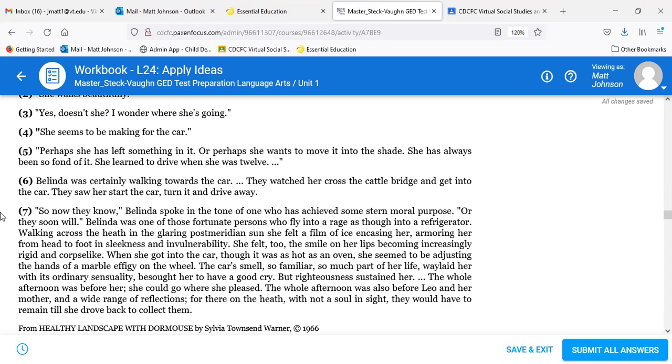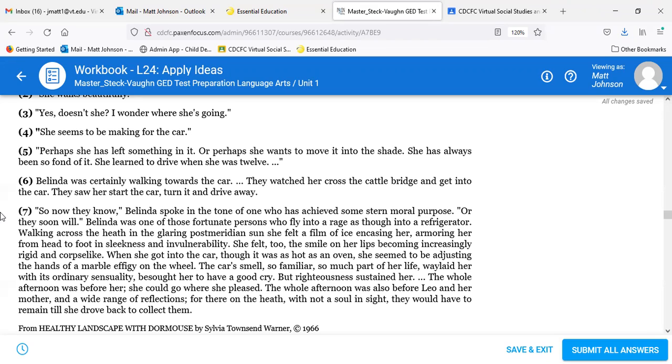The whole afternoon was before her. She could go where she pleased. The whole afternoon was also before Leo and her mother, and a wide range of reflections. For there on the heath, with not a soul in sight, they would have to remain till she drove back to collect them.